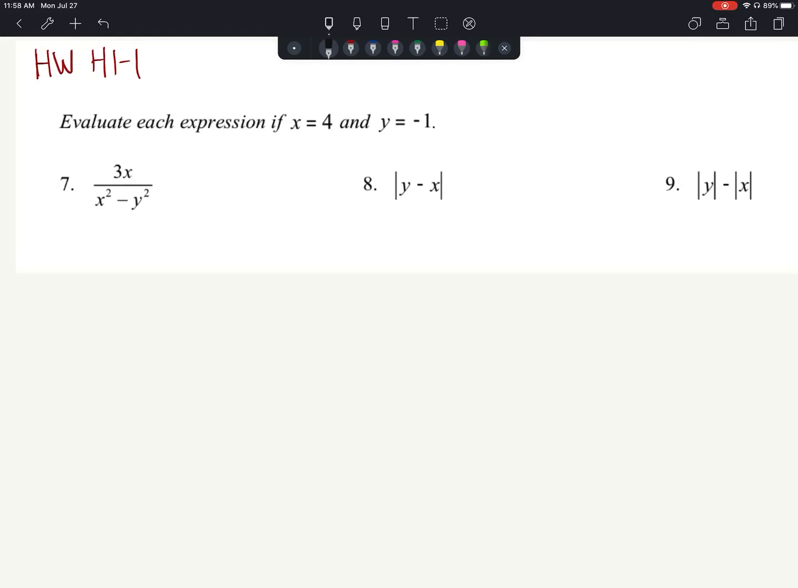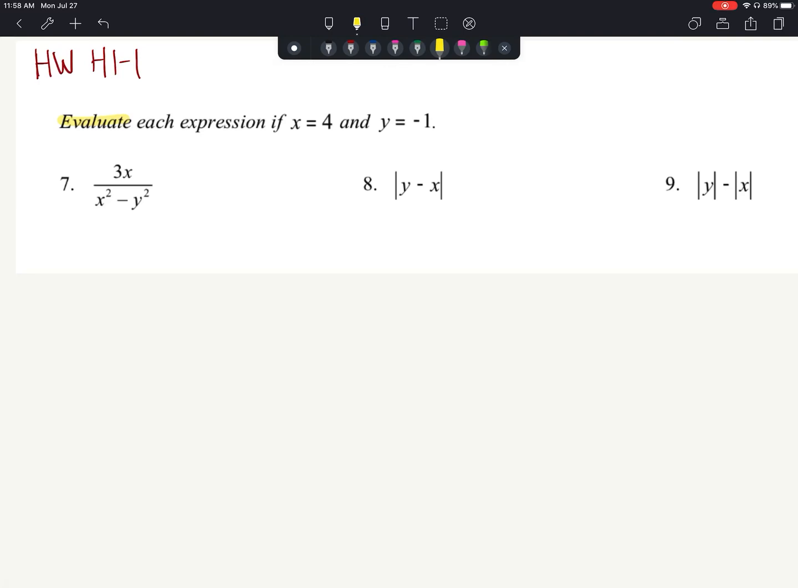Problems 7, 8, and 9 from the homework worksheet H1-1 are asking us to evaluate each expression if the value of x is 4 and the value of y is -1. Since it's been a while since we've done some math here, remember, anytime it asks you to evaluate, typically what you're going to do is plug something in and then simplify it to find the overall value.